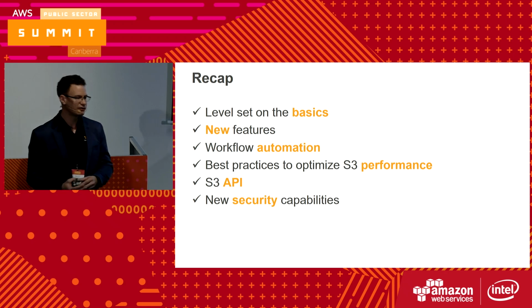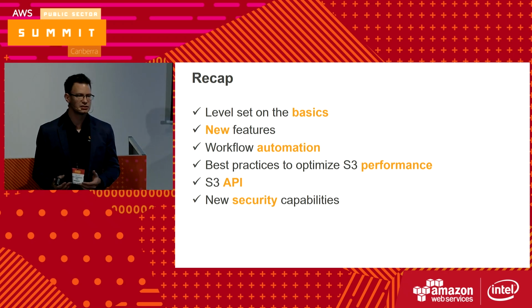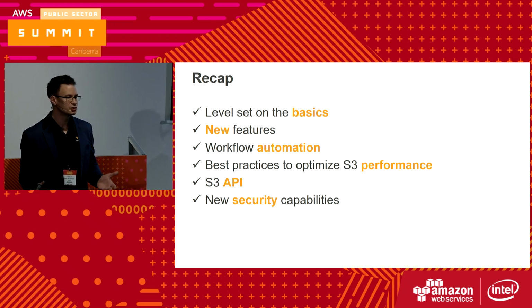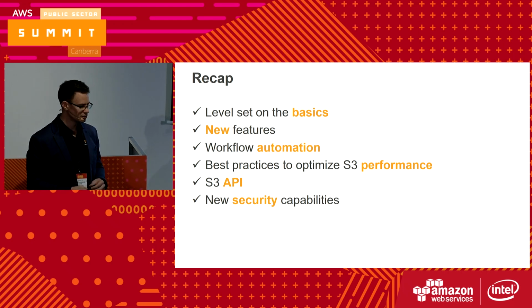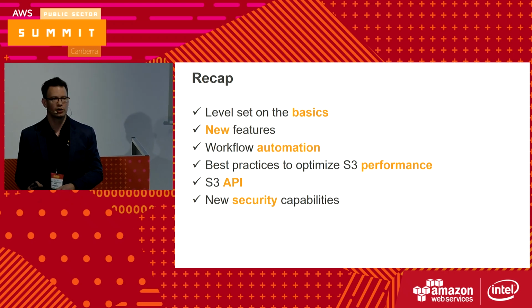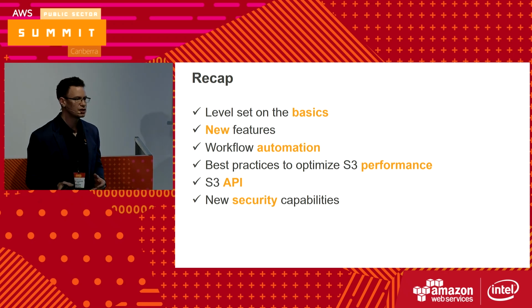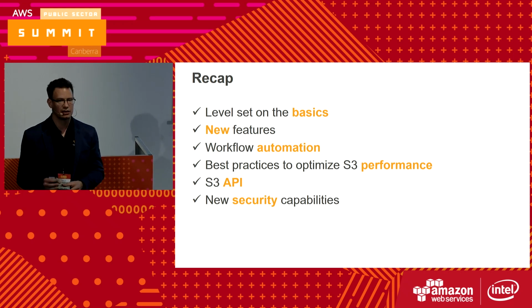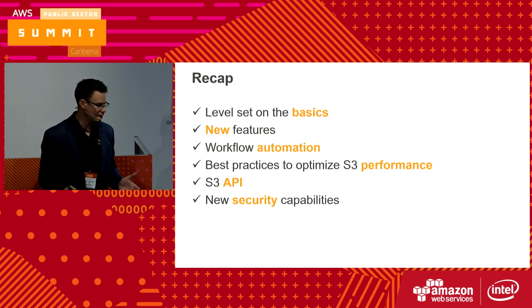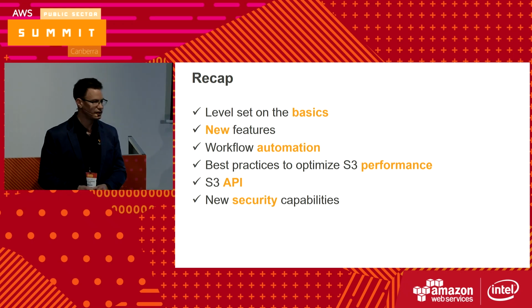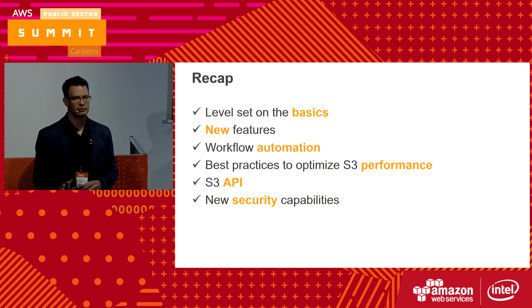So that's the first part of our talk today. As I said, I've gone through some new features quite quickly just to make sure you're aware of them. Please come and speak to us or your AWS solutions architect if you've got more questions. We've talked about the power of workflow automation with lifecycle rules. We've talked about S3 events. We've talked about S3 performance optimization and how to take advantage of parallelization. Shown you the S3 API briefly and introduced you to Amazon Macie, which I'm sure will be a great service for the future.